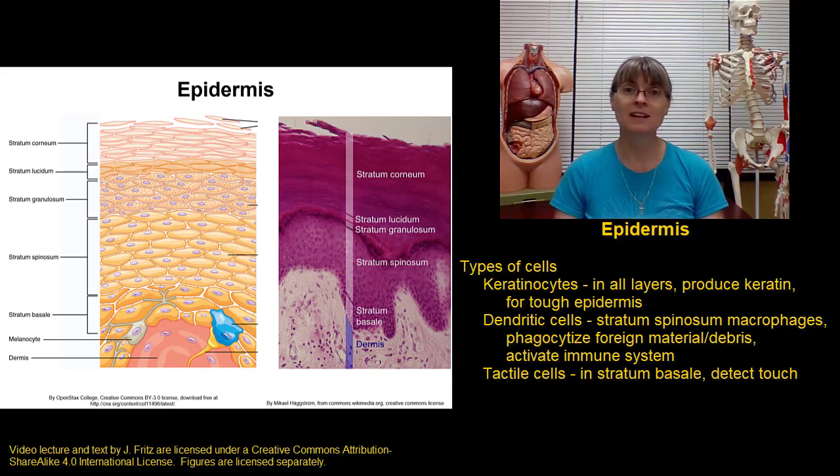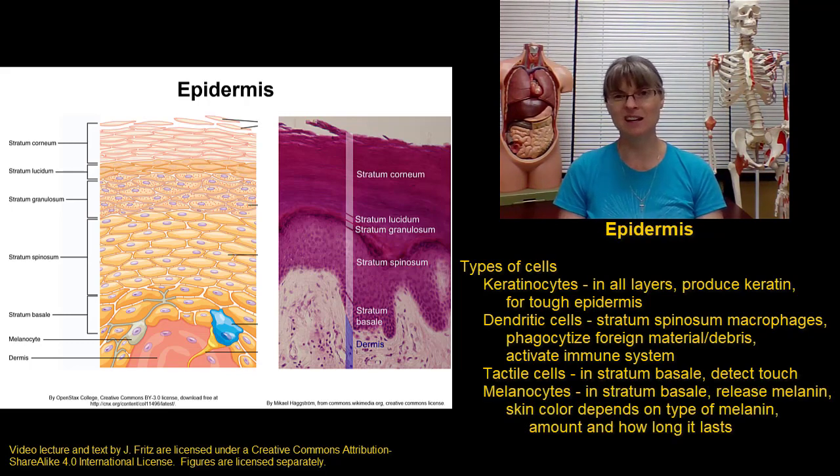Also in the stratum basale are the melanocytes. Melanocytes are important cells that are found in the epidermis that produce melanin. Melanin is the pigment responsible for skin color. The actual color of your skin depends on a number of factors, including the type of melanin released. There's more than one type of melanin, and some are darker than others.